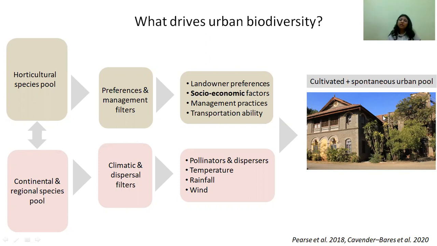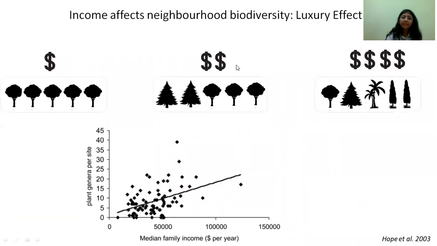Now, both these species pools get mixed frequently and together contribute to the cultivated and spontaneous species pool of a given urban area. Among all these variables, social and economic factors are shown to be major drivers of urban biodiversity. Income, which is an important economic factor, is shown to be positively correlated with neighborhood diversity.